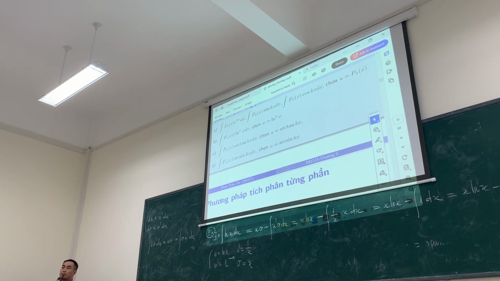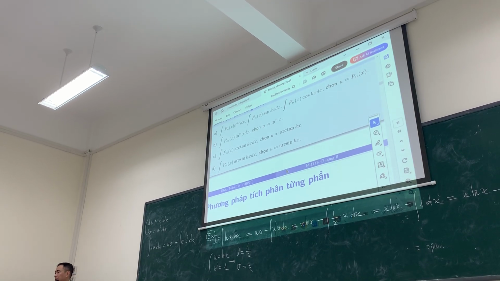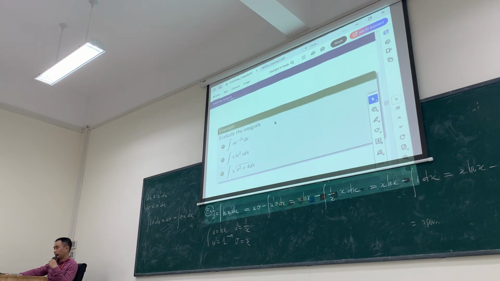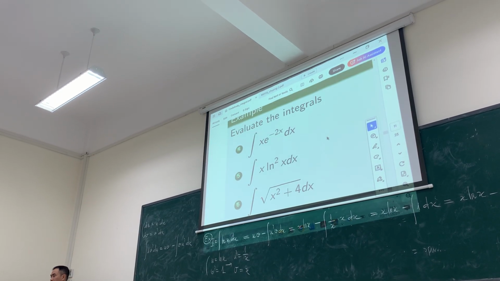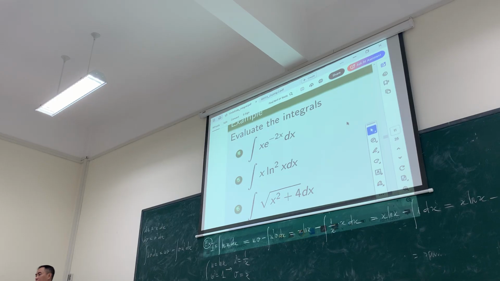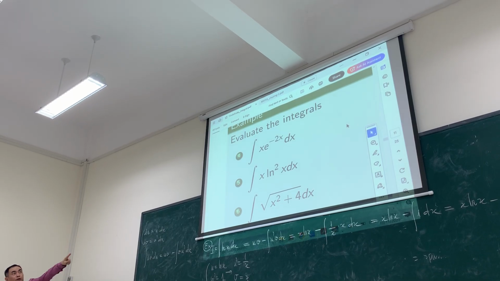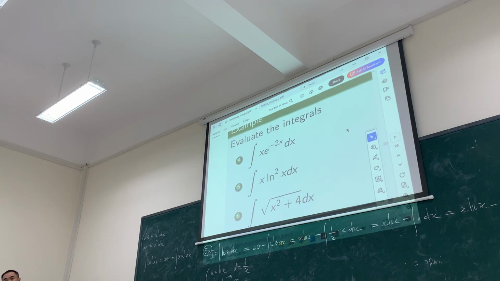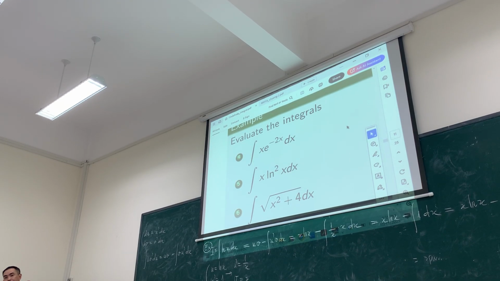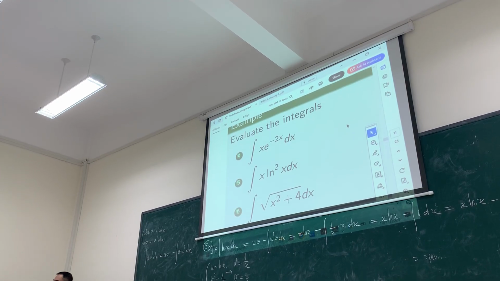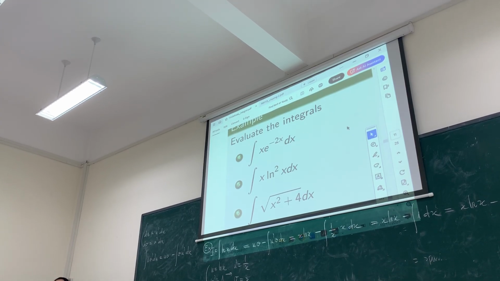Now, continue. We do a different example. Now, evaluate the integral in this example: the integral of exponent minus 2x dx. You want to evaluate the integral.